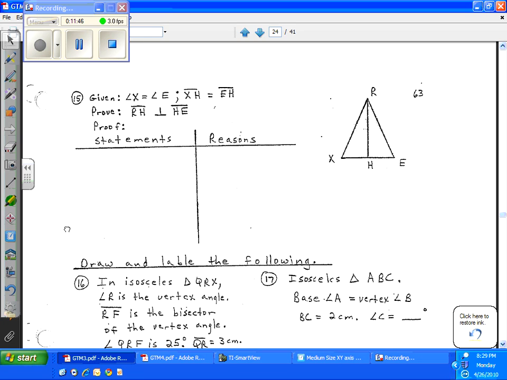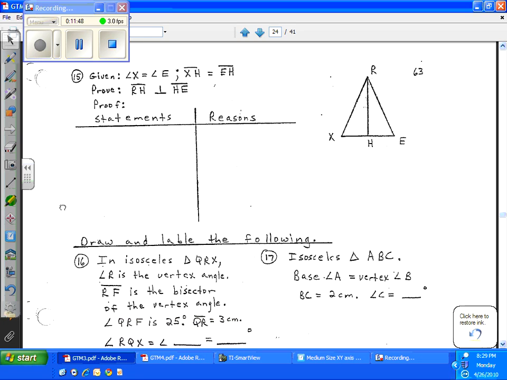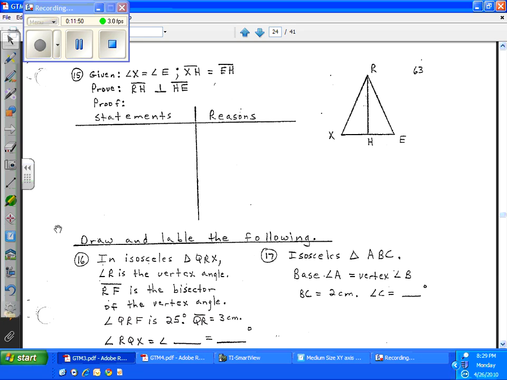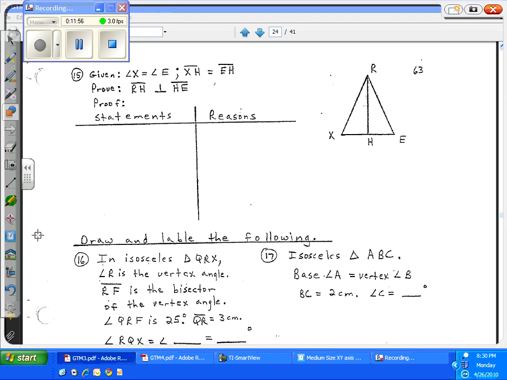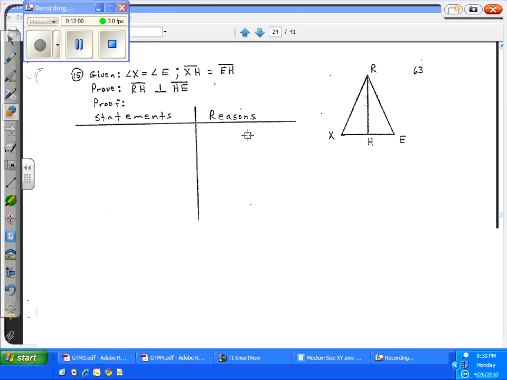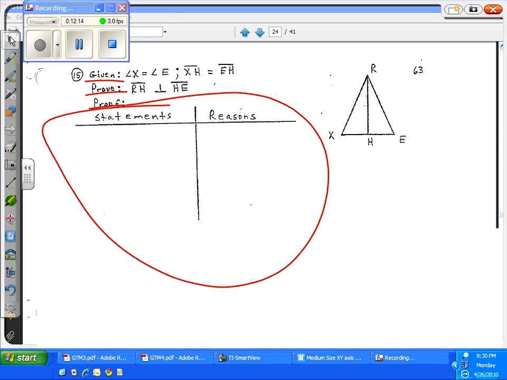Okay? Now, here's a proof that you're going to do all by yourself. Let's get you started on a proof that you're going to be doing all by yourself, which means you're not really doing it all by yourself, I know. But it doesn't already have some statements given. So, to do a proof, we're going to write the given and prove. The proof is the statements and reasons.